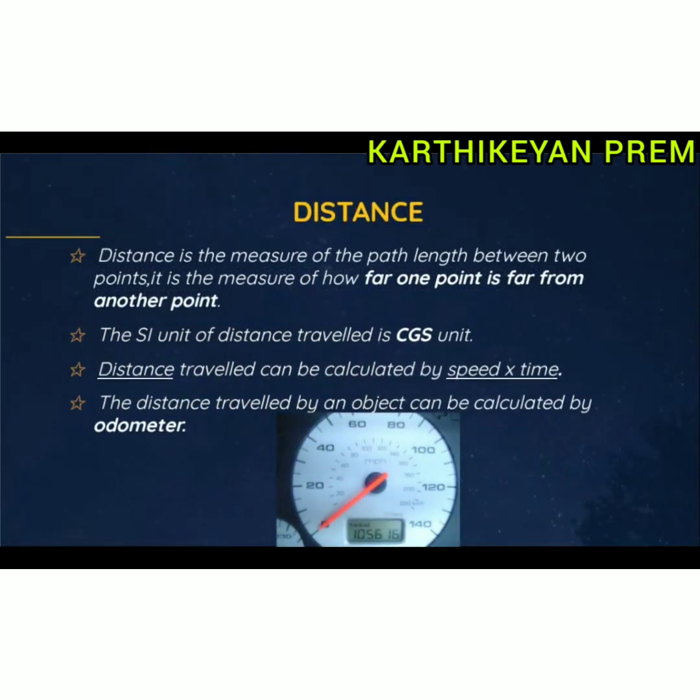Distance. Distance is the measure of the path length between 2 points. It is the measure of how far one point is from another point. The SI unit of distance travelled is the meter, and the CGS unit is the centimeter. CGS means centimeter gram second. Distance travelled can be calculated by speed into time. The distance travelled by an object can be measured by an odometer.